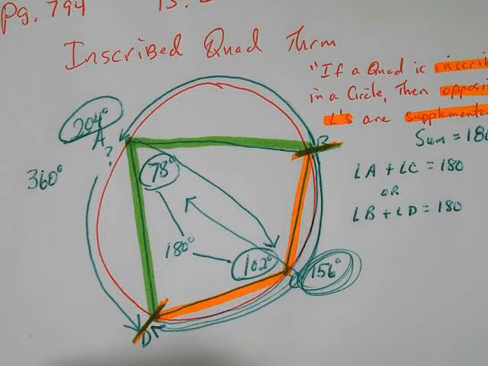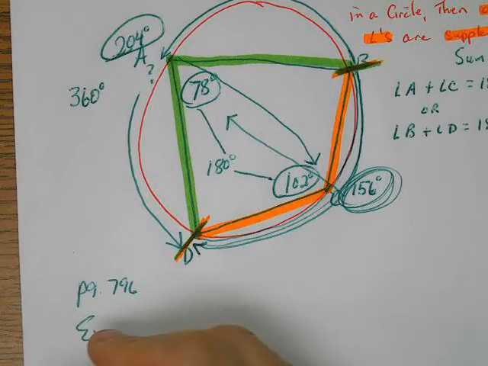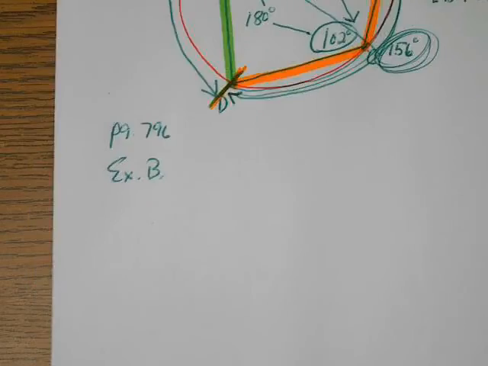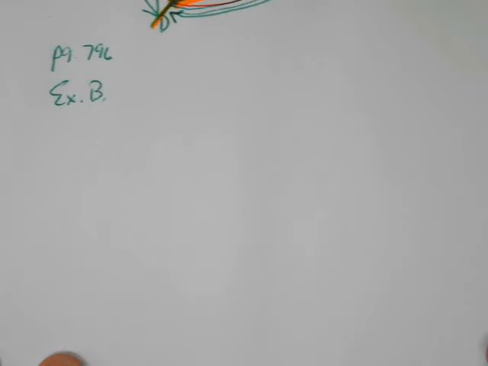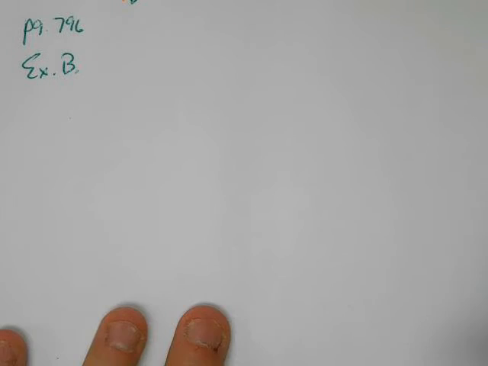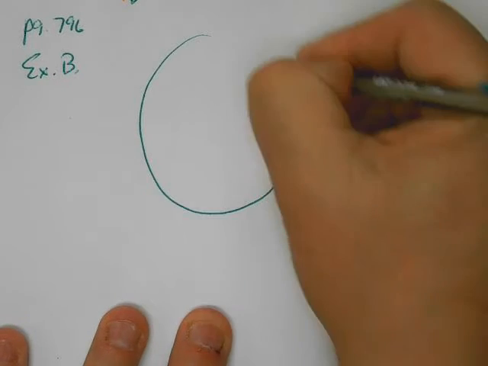Okay, good. Let's go to page 796. We're going to fill in the blanks for example B. Let me make the picture so I have the same view that you do.